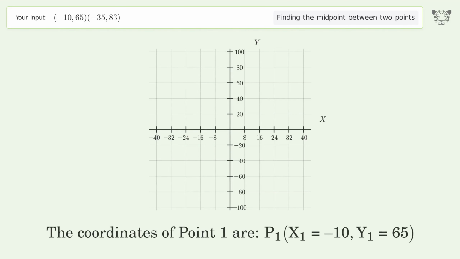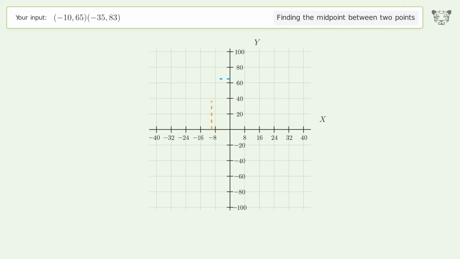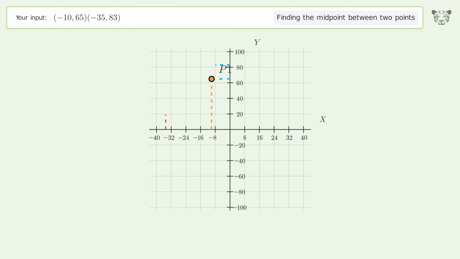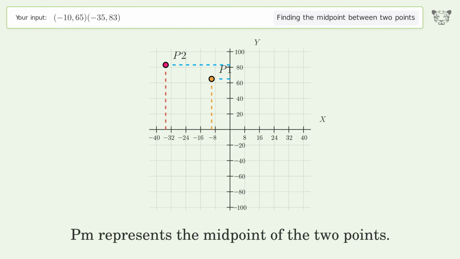The coordinates of point 1 are, x1 equals negative 10, y1 equals 65. The coordinates of point 2 are, x2 equals negative 35, y2 equals 83. PM represents the midpoint of the 2 points.